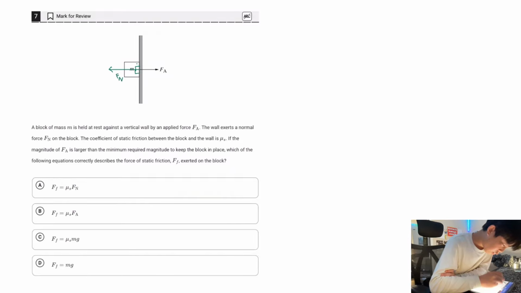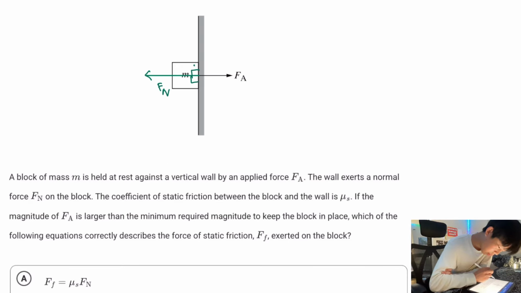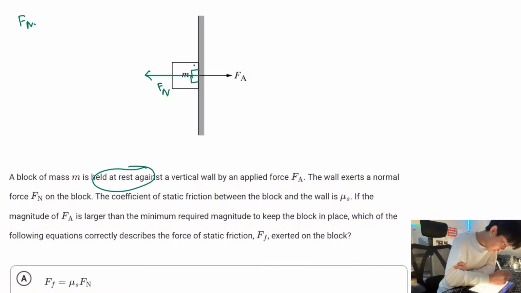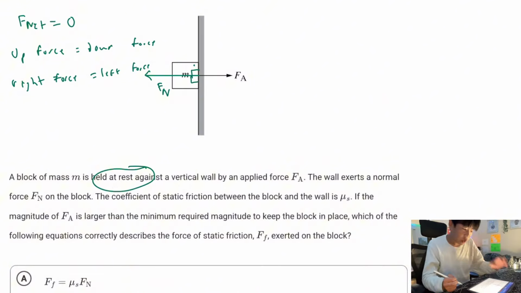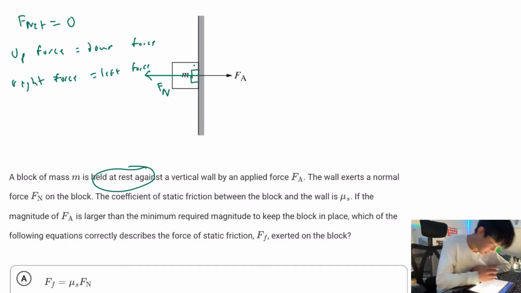So it's asking for the force of static friction. So this entire block, what we need to realize is it's not moving. It's held at rest. And what this means is that F net is equal to 0. So that means the up force is equal to the down force, and the right force is equal to the left force. If there was acceleration, these would not be equal to each other, right? But because it's held at rest, F net is equal to 0, which means they're equal to each other.